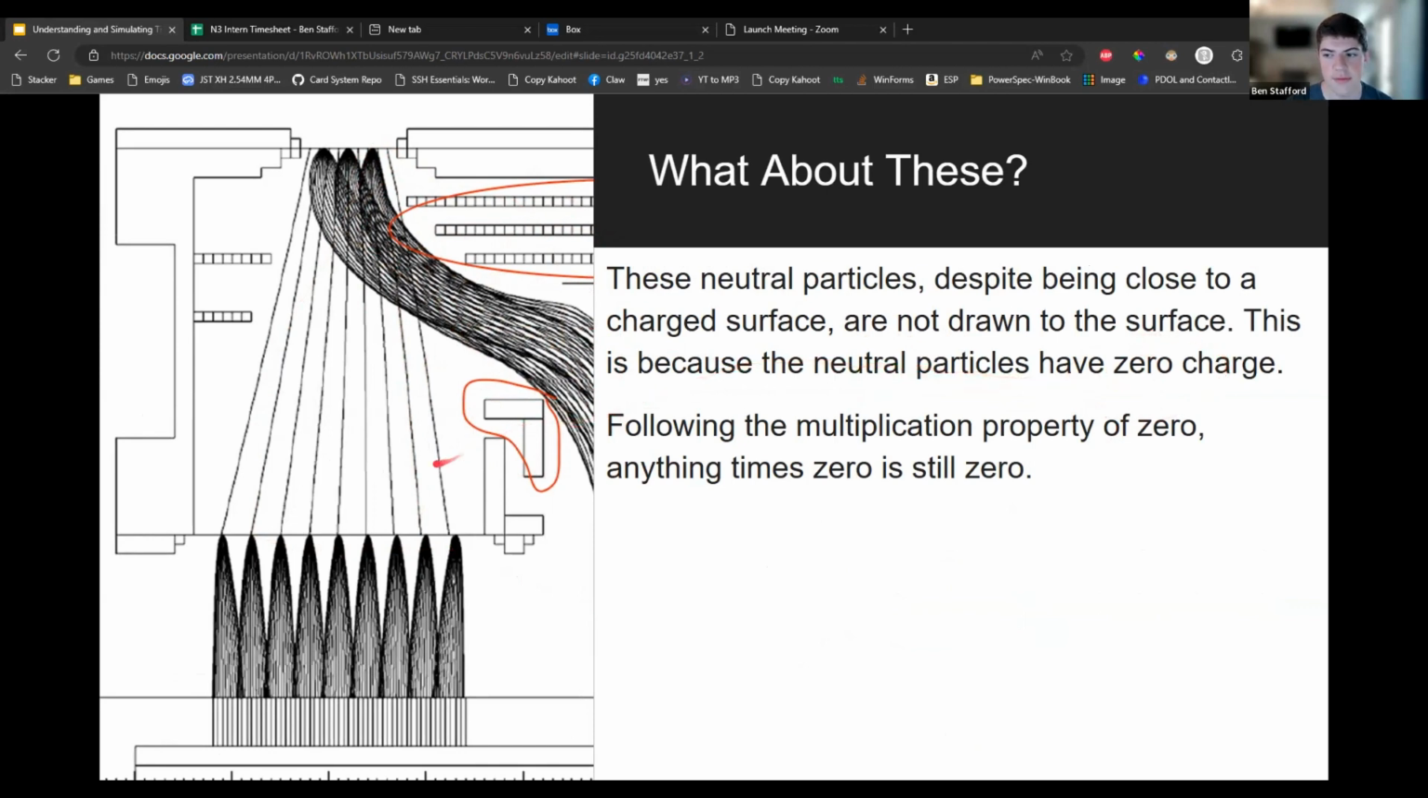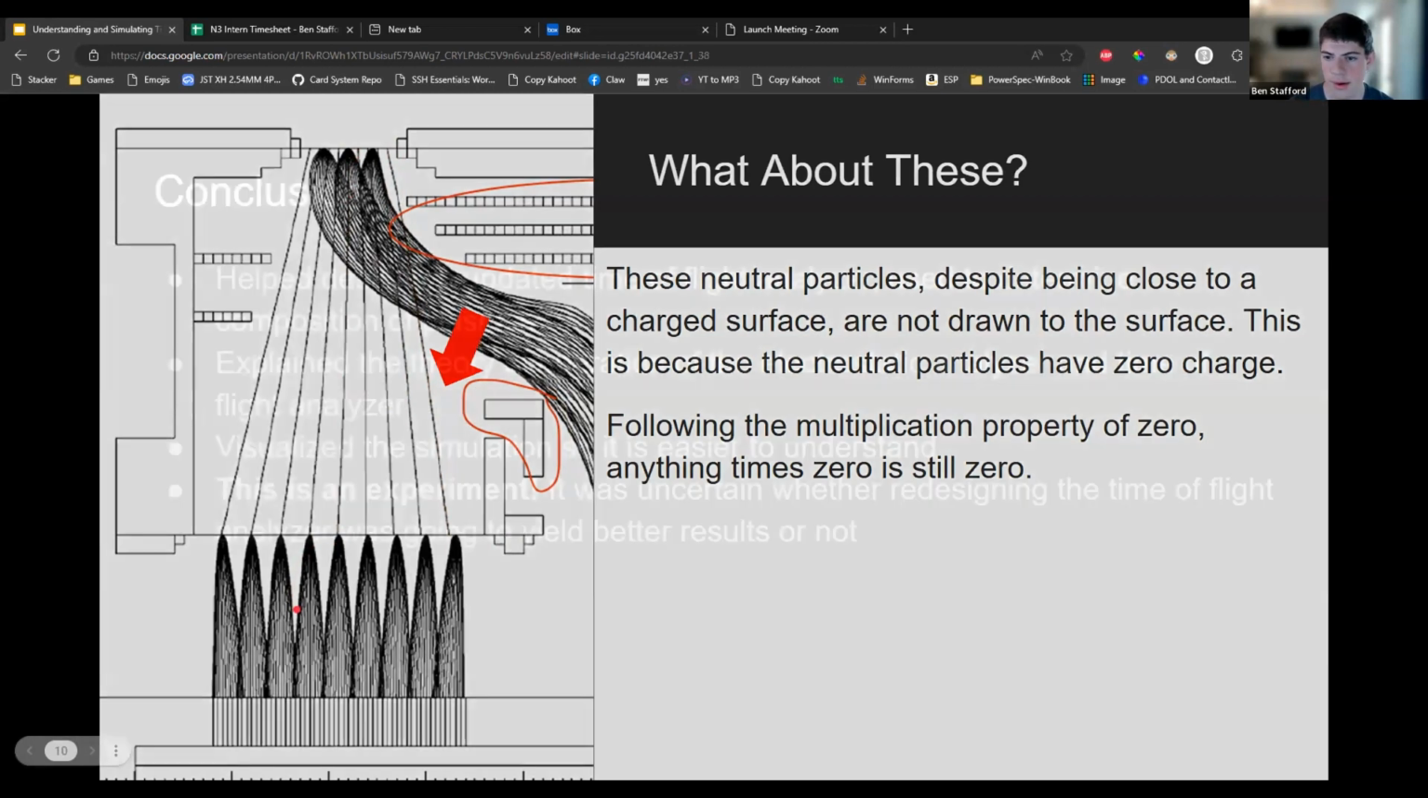So, following the multiplication identity of 0, anything times 0 is 0. These surfaces here could have 1,000,000 volts, and these neutrals are still not going to be drawn towards them because they have 0 charge. Anything times 0 is 0. So they continue in a straight line down to the bottom, as you can see there.